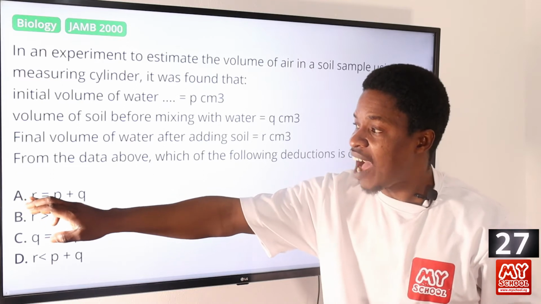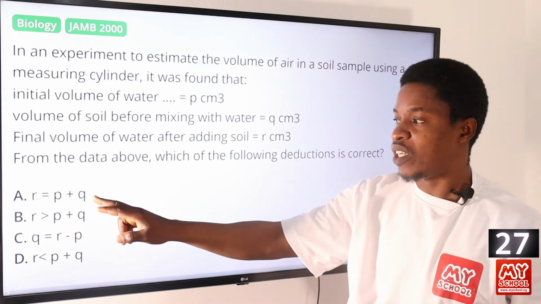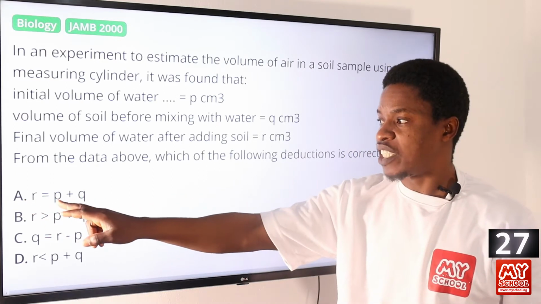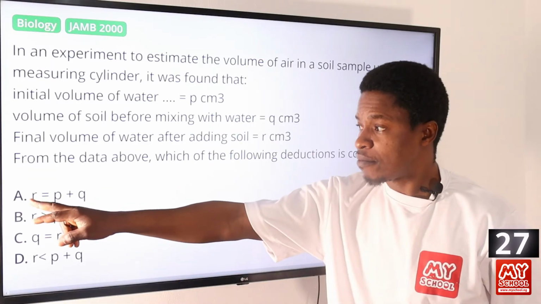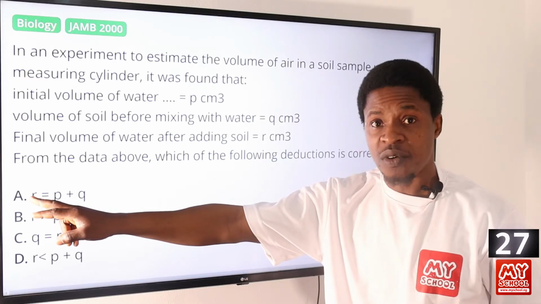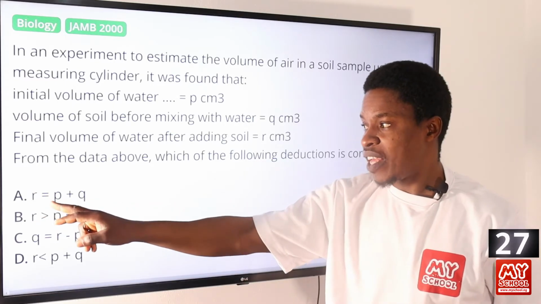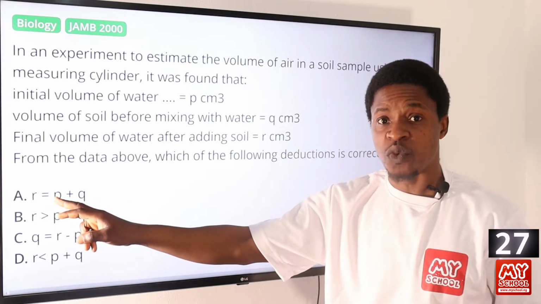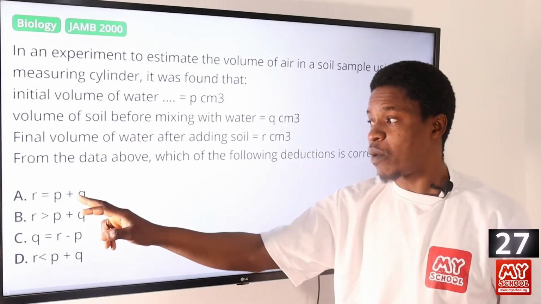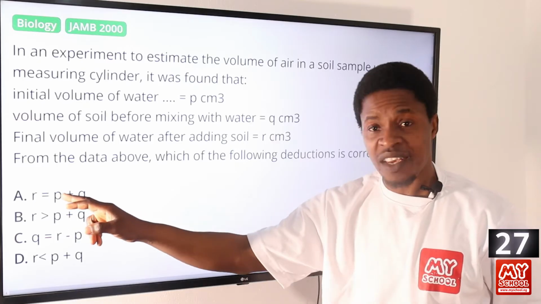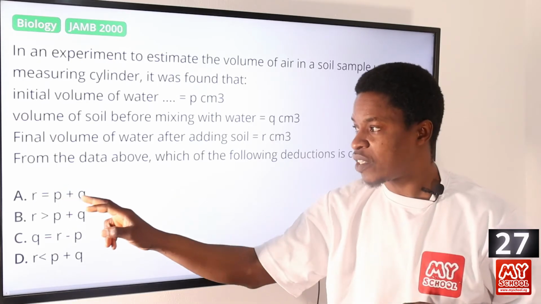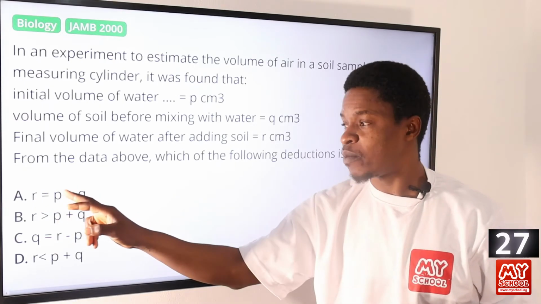The first option says R is equal to P plus Q. No, it cannot be this, because if it is this, you are saying that there's no air present in the soil, because this is for the mixture, okay? So this is the mixture, and this one is before it was mixed together, when both the air and the soil were together, okay? You are saying they are equal. They cannot be equal. This must be greater than this. In other words, this must be lesser than this.